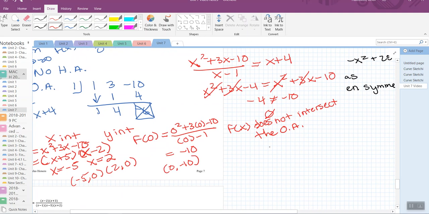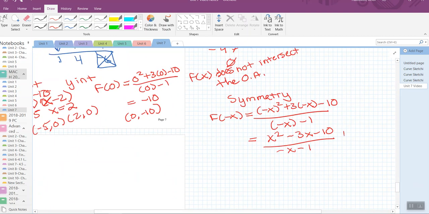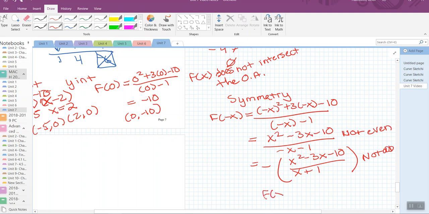So last thing we have to do is symmetry. Then we can graph. Substitute in negative x. So (negative x) squared plus 3 times negative x minus 10, over negative x minus 1. So that gives you x squared minus 3x minus 10 over negative x minus 1. That means it's not even, because that's not the same as what you started with. And then factor out a negative, so it's negative (x squared minus 3x minus 10) over x plus 1. And that's not the same as what you started with with the negative out, so that's not odd. So therefore, f of x has no symmetry.